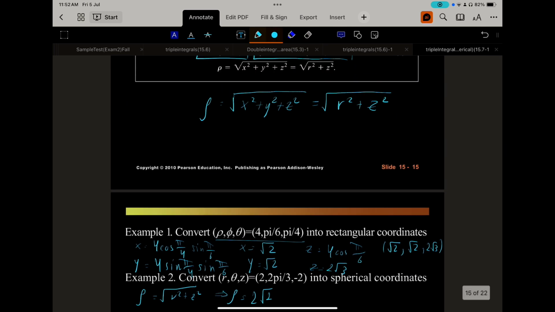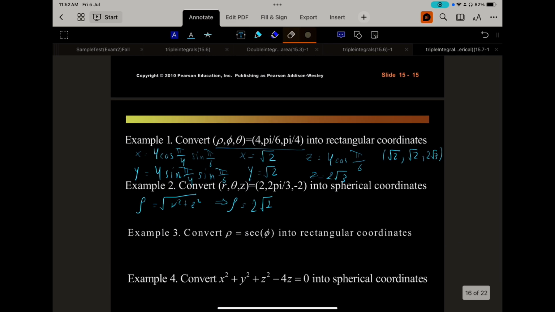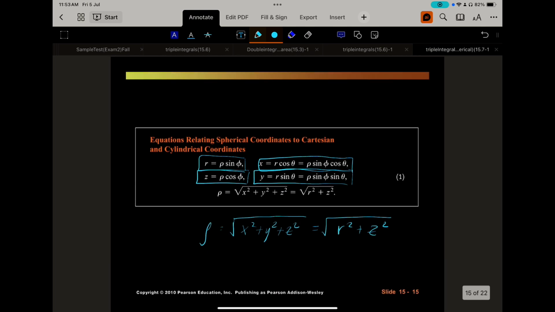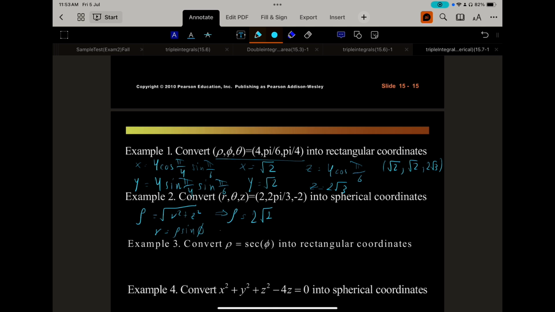We can use the formula r equals rho sine phi. So we have rho and r, so phi is basically sine inverse of r over rho. Phi is just sine inverse of r, which is 2, over rho, which we found to be 2 root 2, which gives us pi over 4. Now this is our phi. We have our rho.